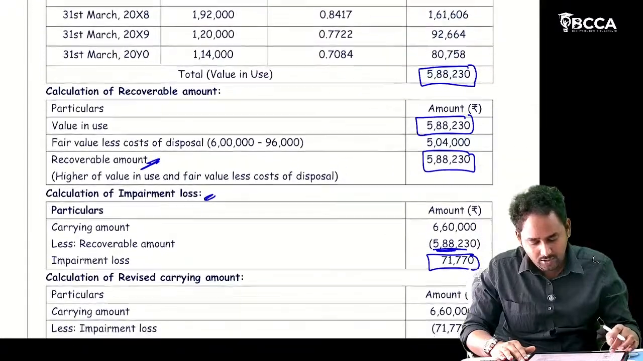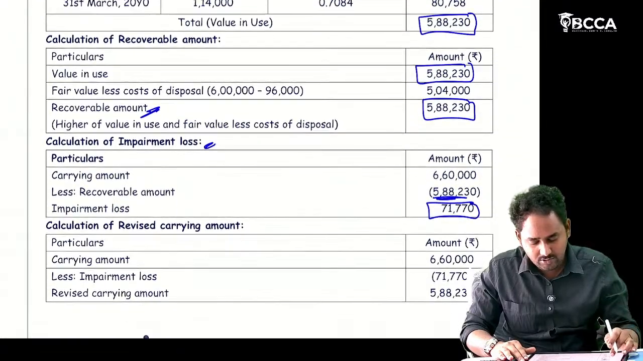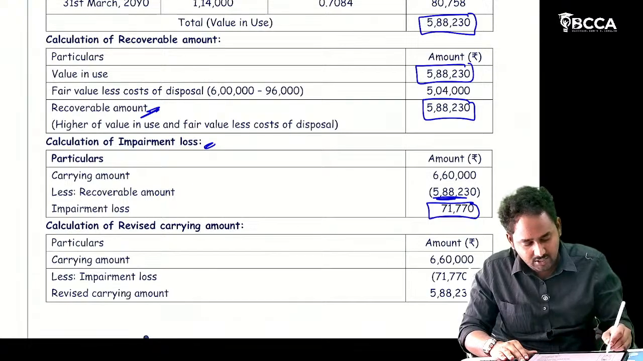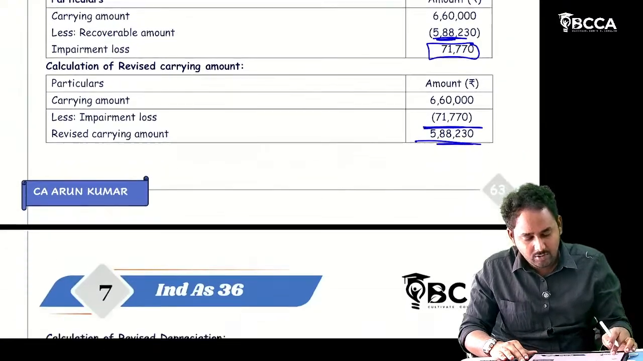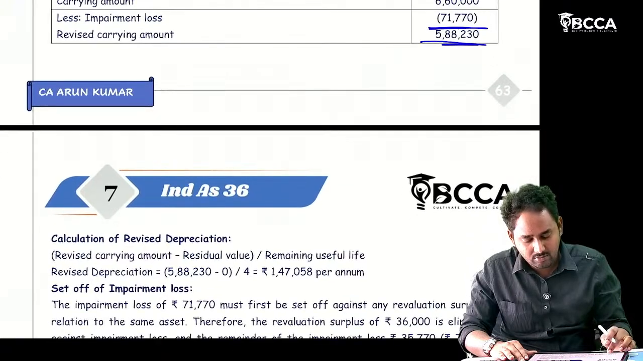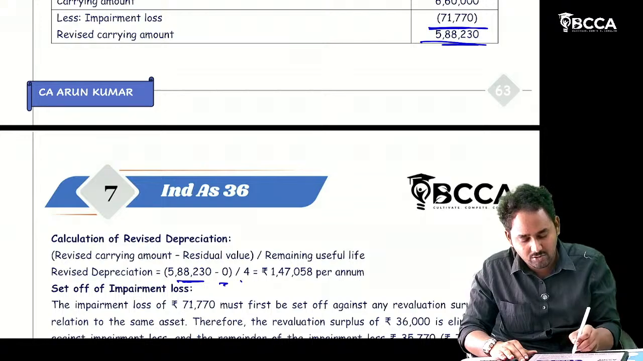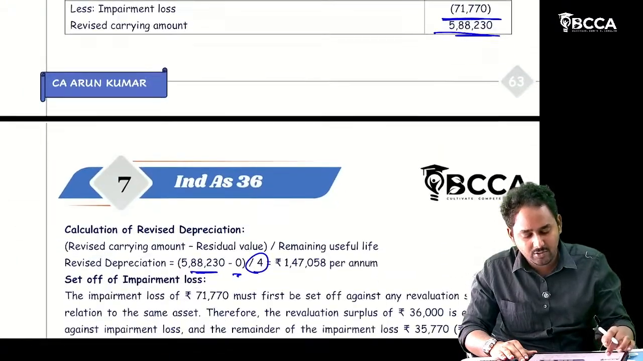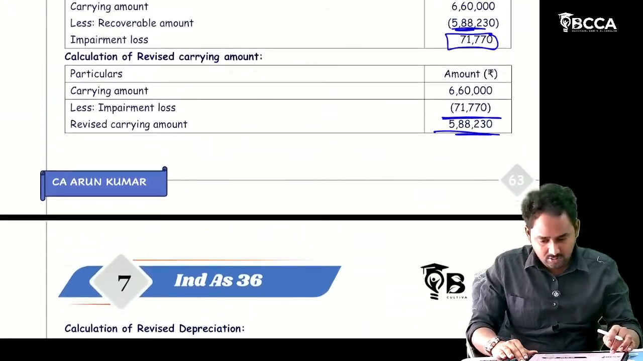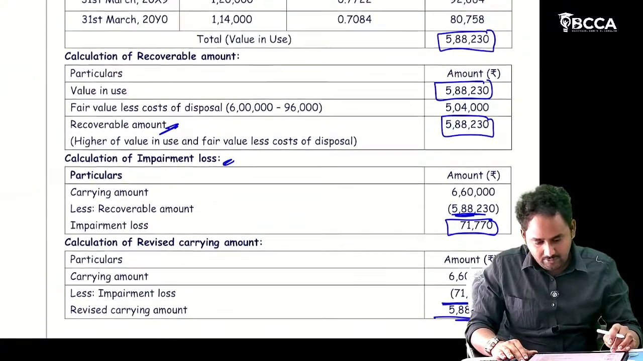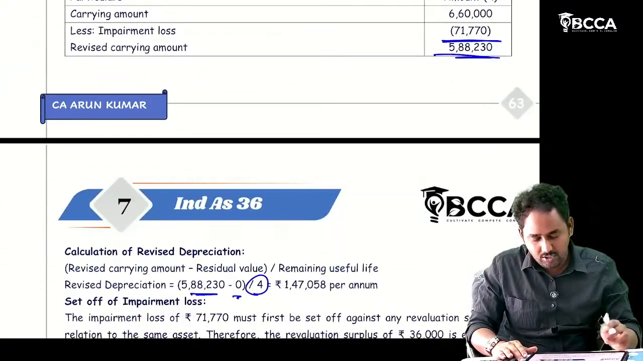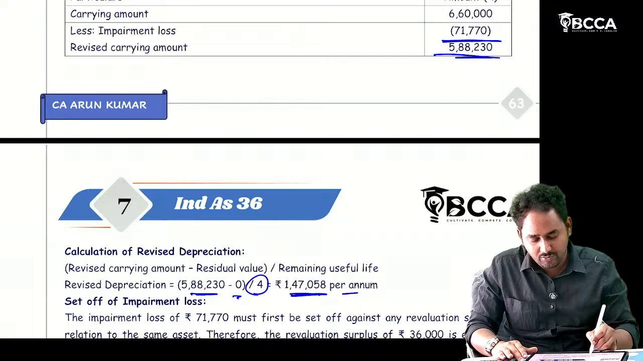So I got the impairment loss 71,760. And what is the revised carrying amount? 660,000 minus impairment loss 71,770 gives 588,230. So I need to find out the revised depreciation. 588,230 minus 0 divided by the remaining expected useful life. The remaining expected life, how much? 4 years. So then I got 147,058 per annum.